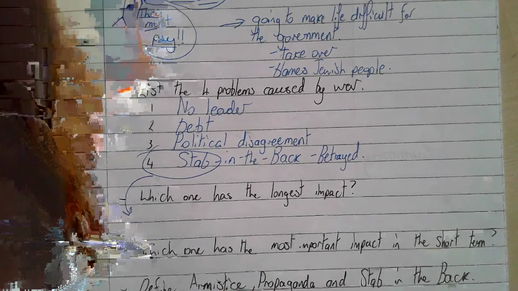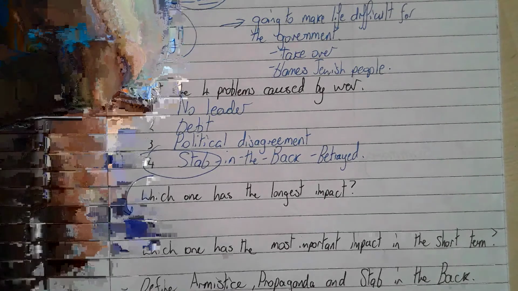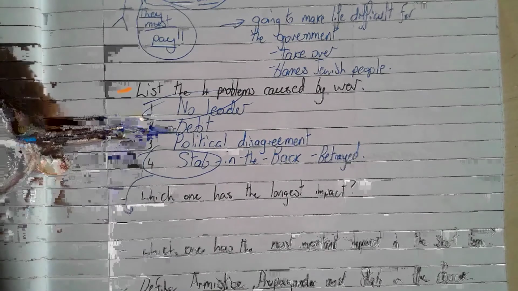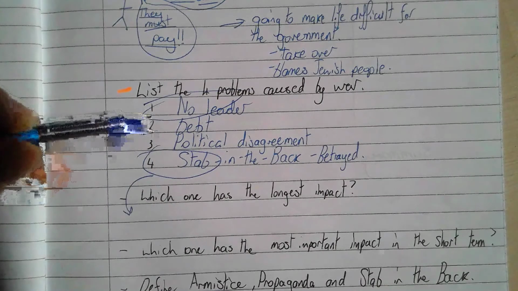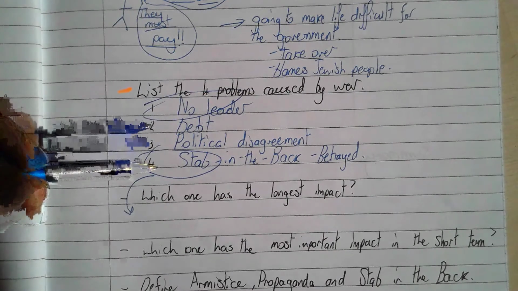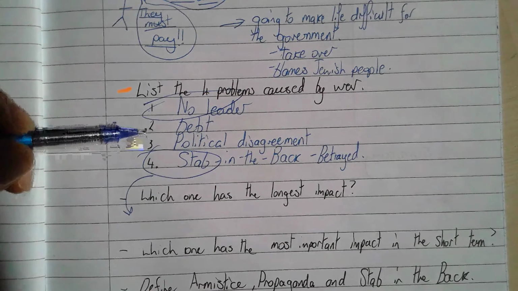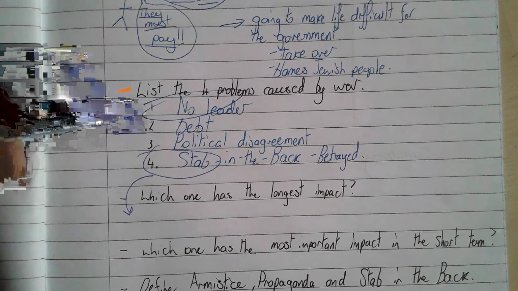Which one's got the most important impact in the short term? I'd probably say it's no leader. Because if there's a leader, you don't have this. And if it's the Kaiser, you don't have this either. So I'd probably say no leader, but you could easily say debt, because debt could lead to no leader.